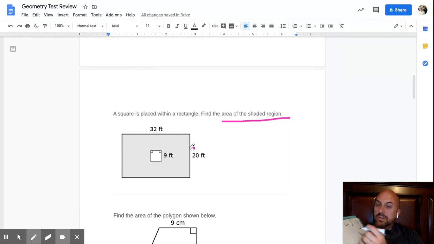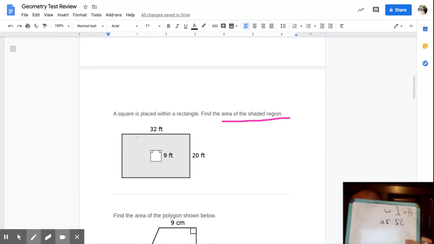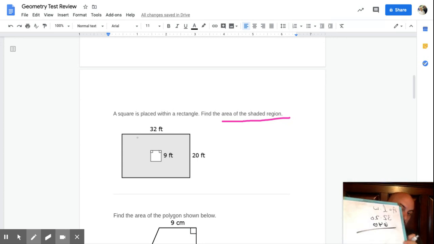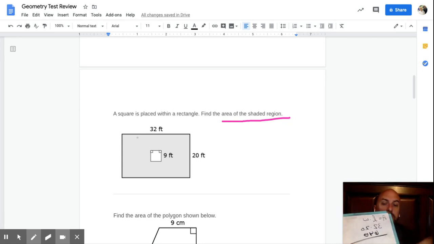So let's start with this whole big rectangle. The length is 32 and the width is 20, right? So I'm going to multiply 32 times 20. I'm using a calculator, and that's 640. Now, that's not the answer, because look at this right here. This part is like someone took scissors and cut it out. It's a donut hole, right?